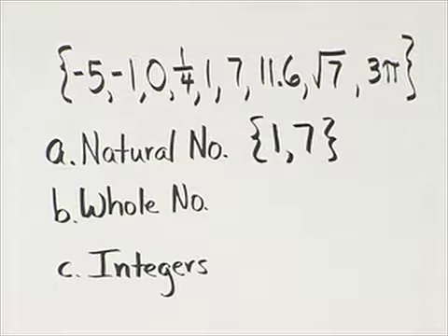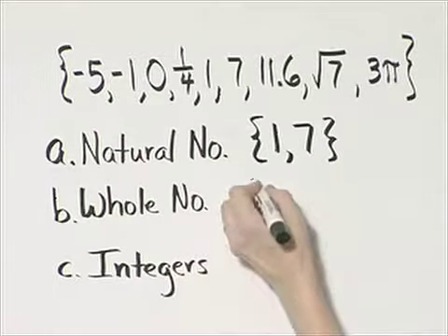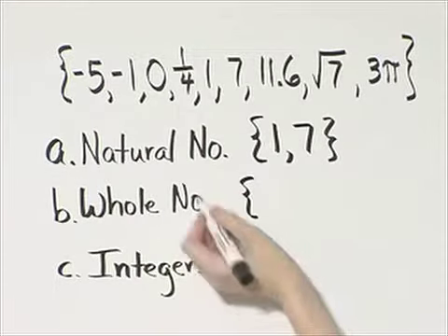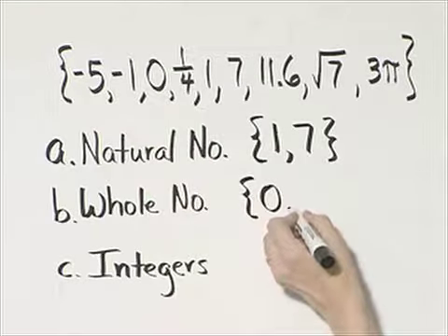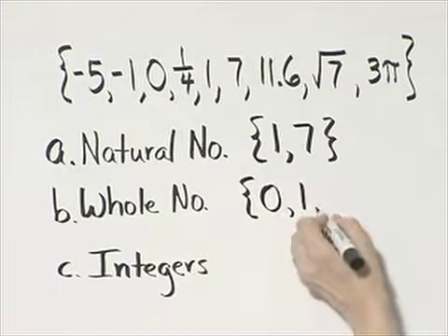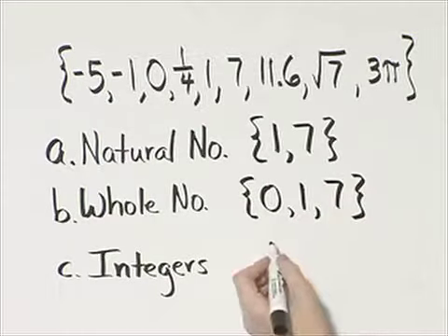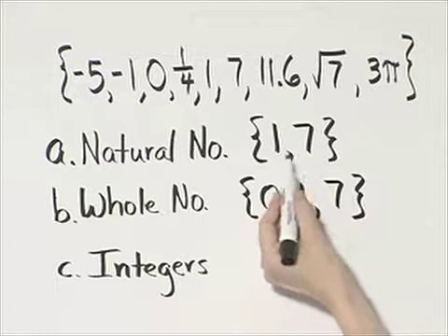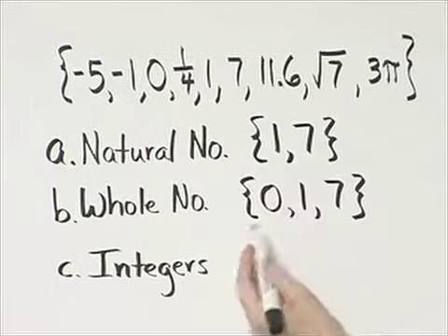Let's move on to whole numbers. The only difference between these two sets of numbers is that the whole numbers contain the number 0, which is in this set. So whole numbers in this set would be 0, 1, and 7. And then what about the integers? The integers contain the natural numbers and their opposites, and also 0.